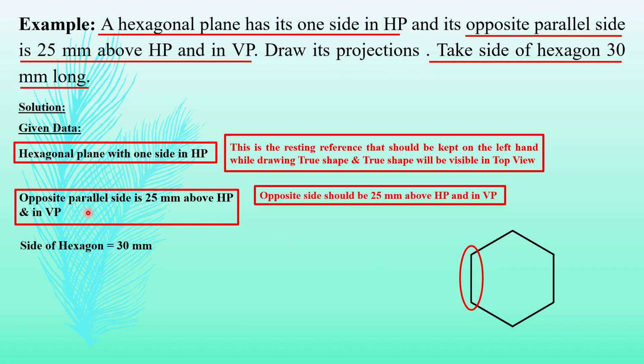Second thing is the opposite side is 25 mm above HP. This will be used to create the second front view of the given question, and the same side is to be kept in VP. That will be implemented in the third step. We are talking about this parallel side. Let us name this hexagon as A, B, C, D, E, F. Let's draw the solution now.